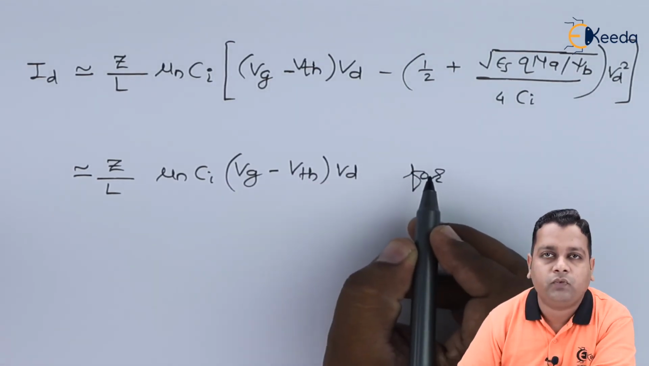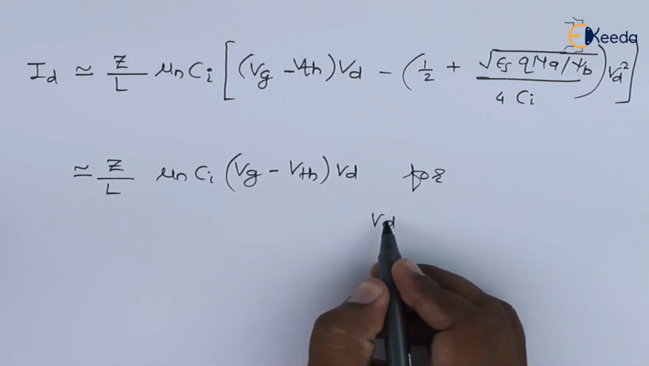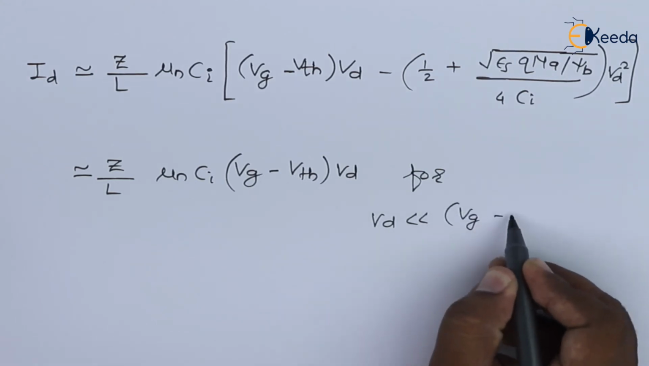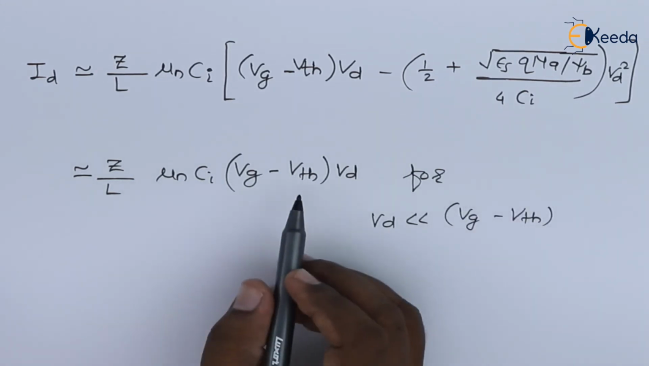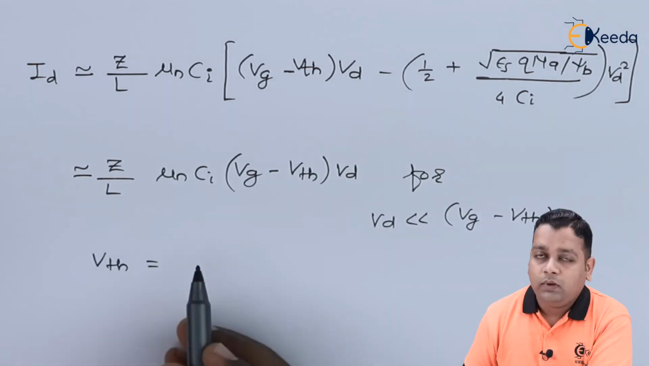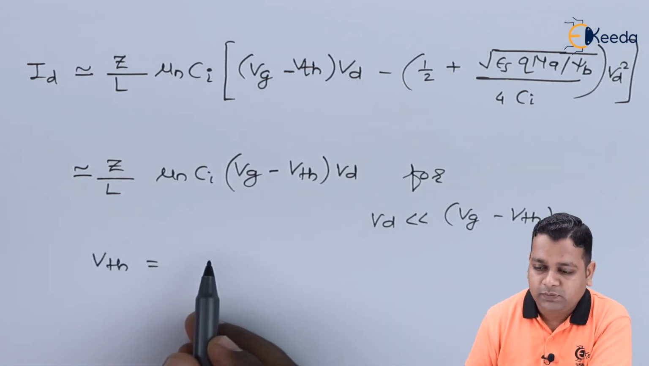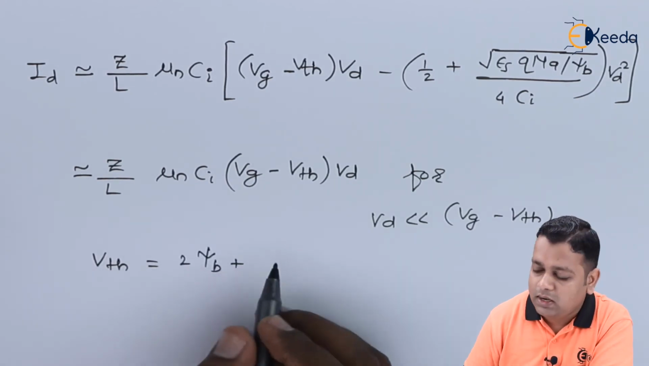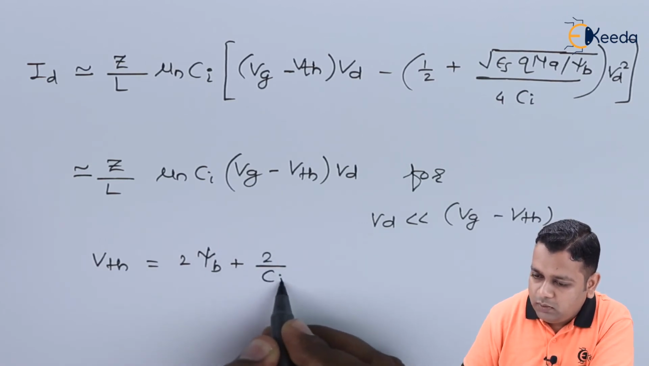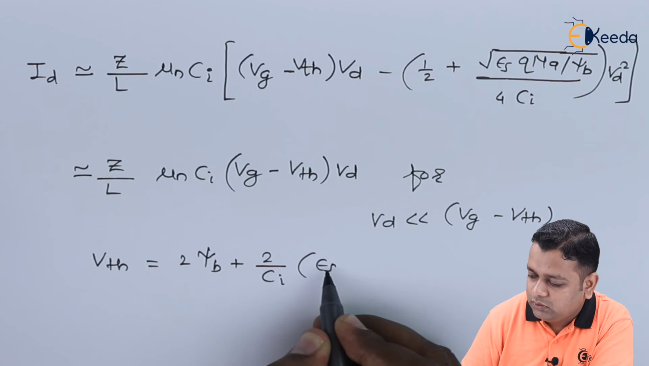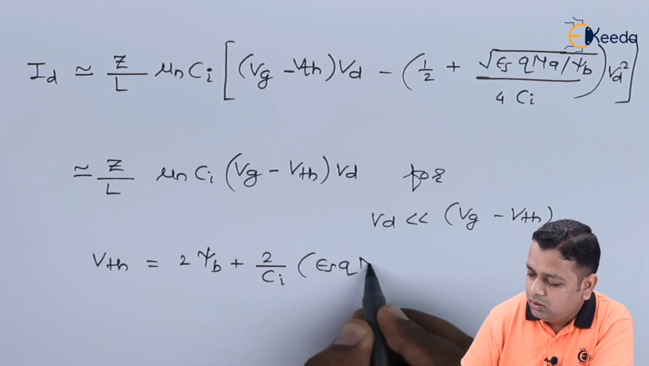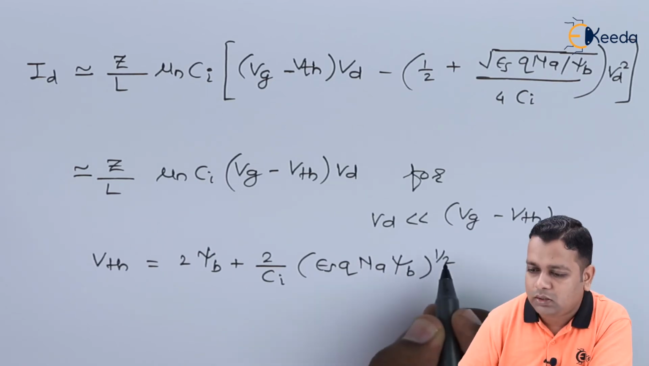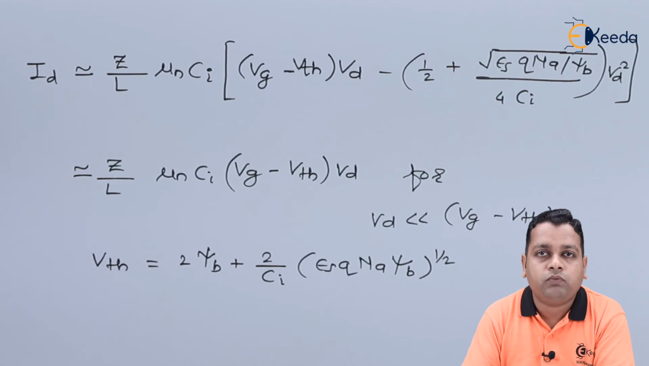For the case where Vd, the drain voltage, is very much less than the difference of Vg minus Vth, this gives a very simplified form. Here the Vth is expressed as twice psi suffix b added to 2 divided by C suffix I, in multiplication to epsilon suffix s into q into Na into psi suffix b, all under the square root. So this is all for the linear region.